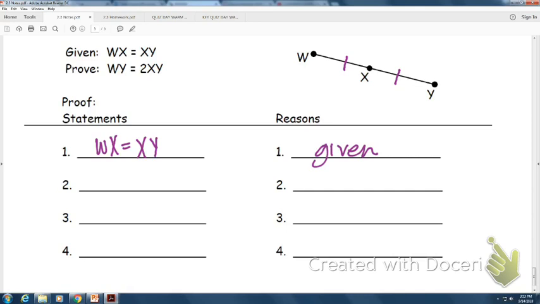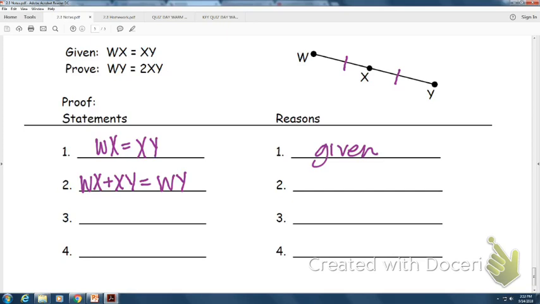Ideas. Anybody have ideas? What do we know about this segment WY? WY, what do we know about WY? Okay, is that true? WX plus XY equals WY? Yes. All right, let's write it. What would be the reason for that? Segment addition postulate. Very good.